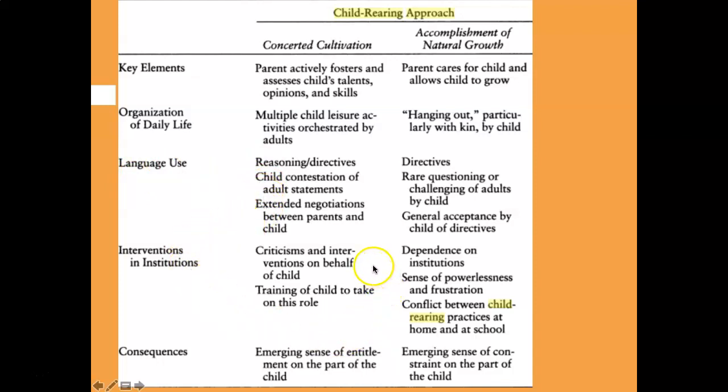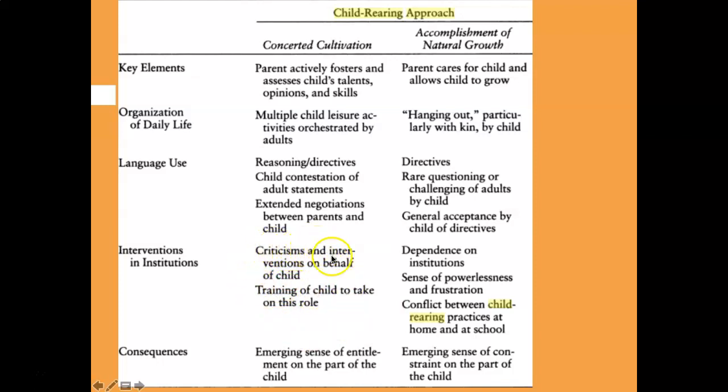Then in terms of institutions and interventions in institutions, parents who are involved in concerted cultivation will take a much more active role in institutions and try to make sure that institutions are working for the benefit of their individual child. Whereas parents who employ the accomplishment of natural growth see themselves as more dependent on institutions and will do what institutions tell them. So if they say that your child doesn't qualify to be part of the gifted and talented program, parents from the accomplishment of natural growth will generally accept that. They won't challenge or push back. But in concerted cultivation, they likely will.